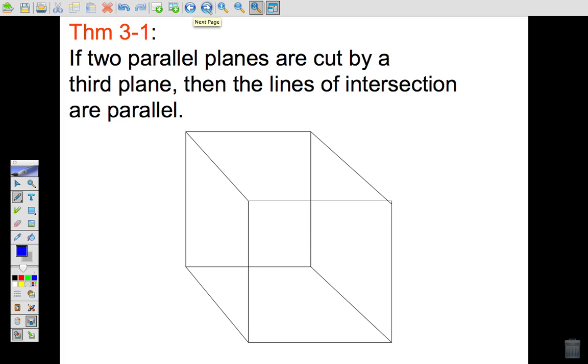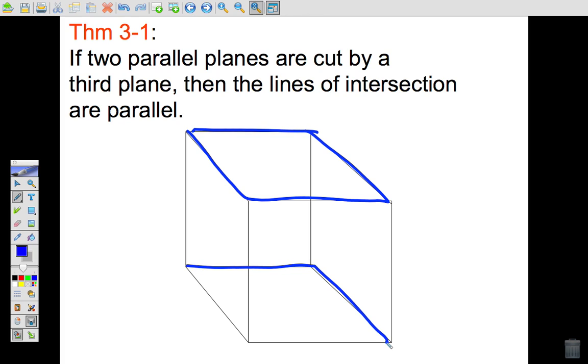All right, theorem 3.1, especially make sure you write this down. It says if two parallel planes, and we just got done talking about two parallel planes, an example might be the top of the box and the bottom of the box. That would be an example, and there's others.